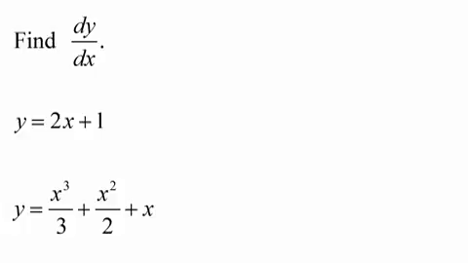Let's look at the first one. We have y equals 2x plus 1. Using our shortcut rules for derivatives, y prime can be found by taking the derivative of each term. The derivative of 2x is 2, and the derivative of positive 1, being a constant, is 0. So if y is equal to 2x plus 1, y prime is equal to 2.